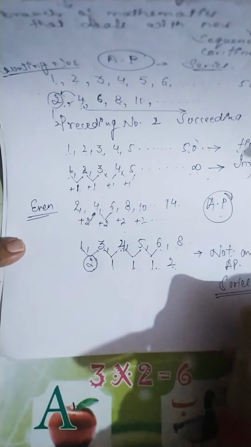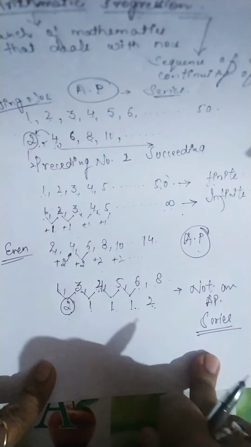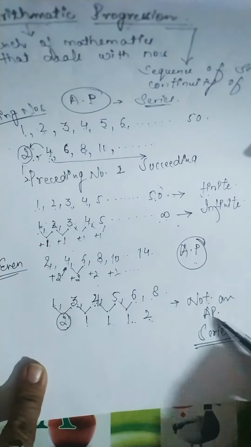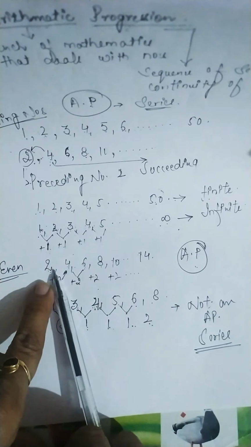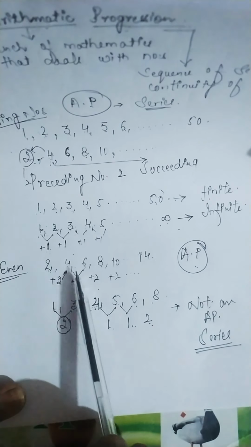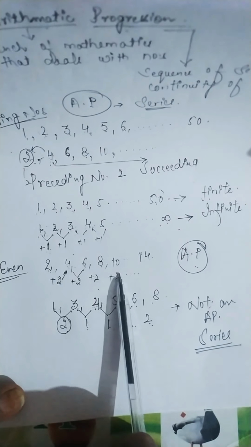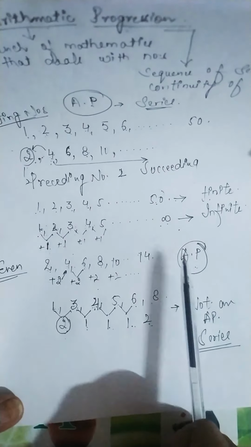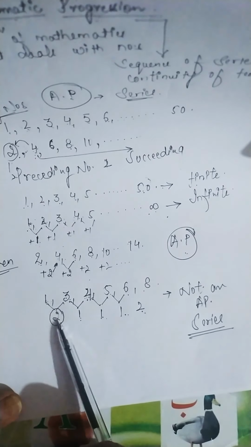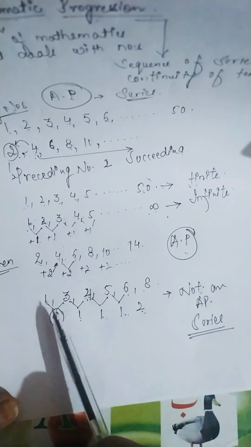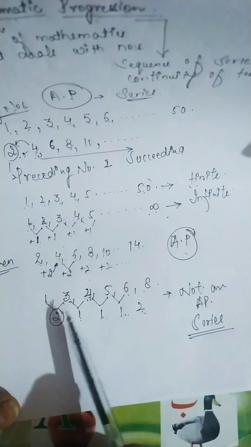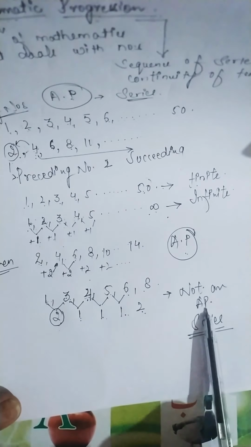I think you are quite clear about what is an AP series and what is not an AP series. If we write some numbers in a continuous pattern with a difference of some common number between each pair of numbers, then the series so formed is an AP series. We call this difference the common difference. And if the common difference between a pair of numbers is not the same, then it is not an AP series.